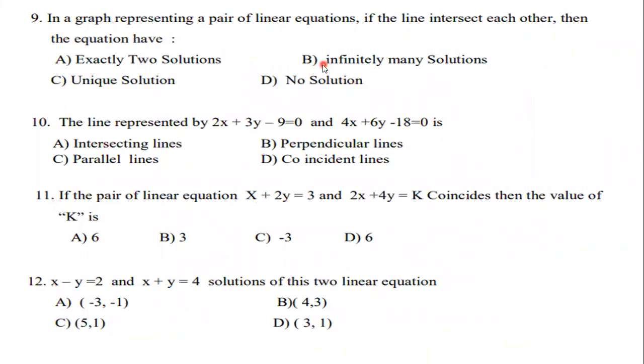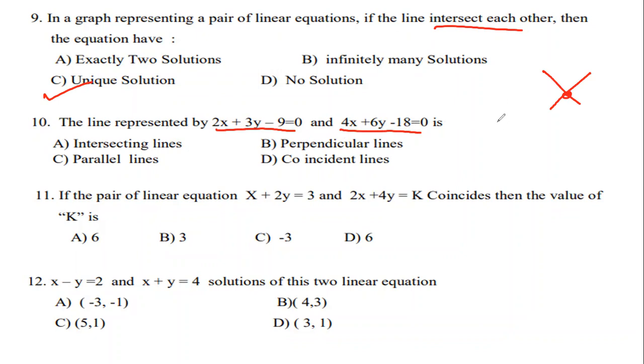In the graph representing a pair of linear equations, if the lines intersect each other, lines are intersecting, then how many solutions? Only one solution, so a unique solution. Which option is right? Option C is correct.